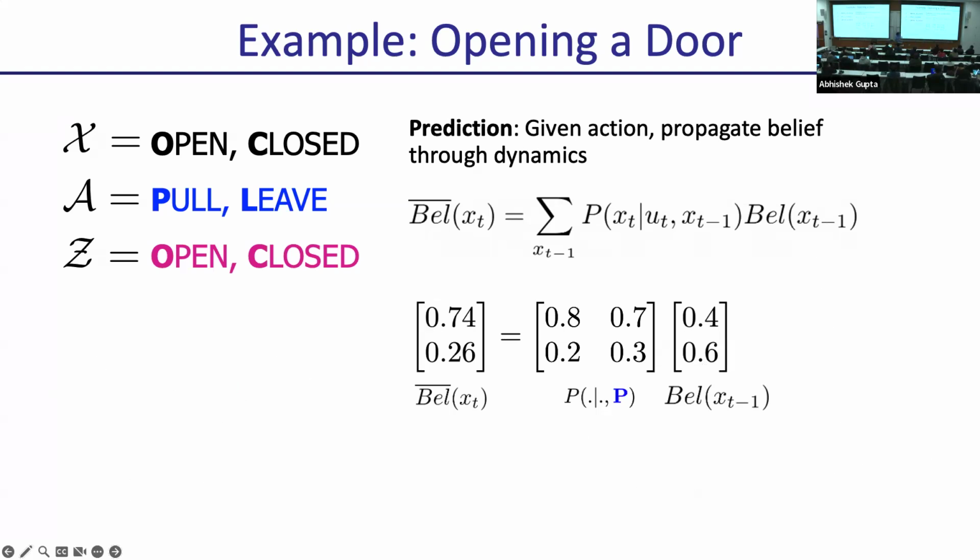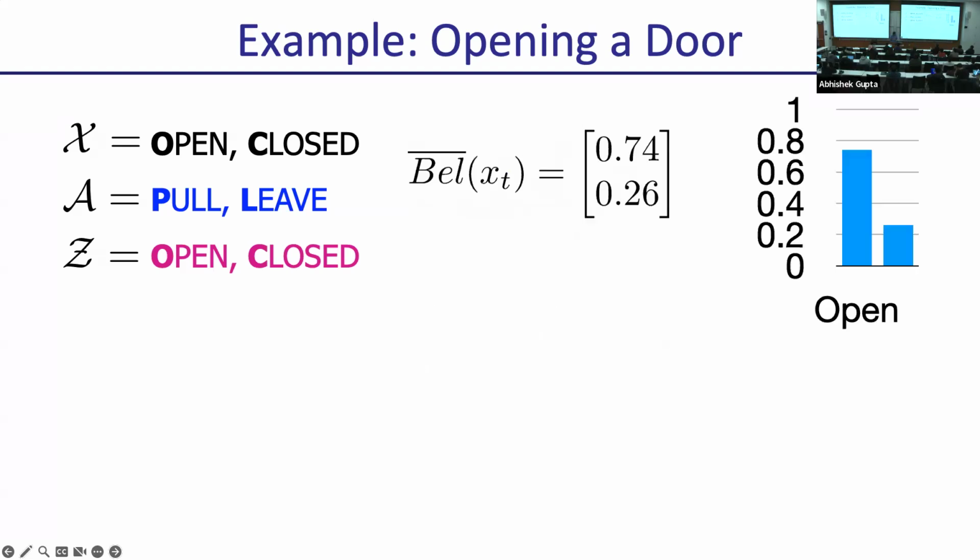Okay, so this kind of passed our sanity check. We had 40, 60 after pulling. It's going to be 74% open, 26% closed. Make sense? Okay, so now we are going to take a measurement, and our measurement is going to say that the sensor is going to say closed, right? So our belief is that it's 74% open, but we took a measurement, our measurement said closed.